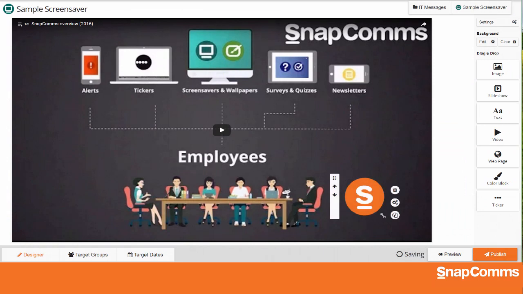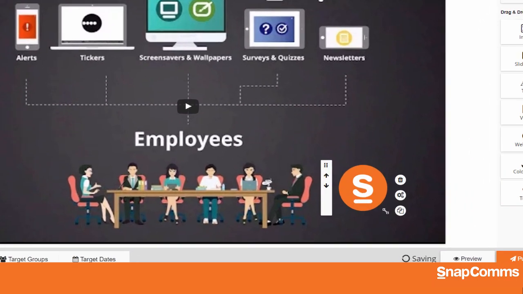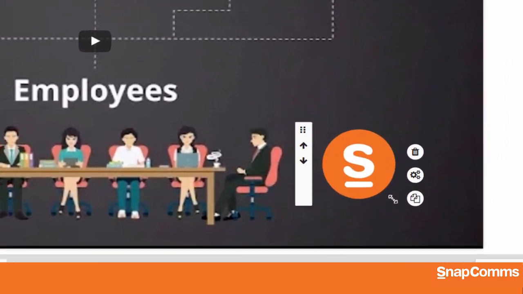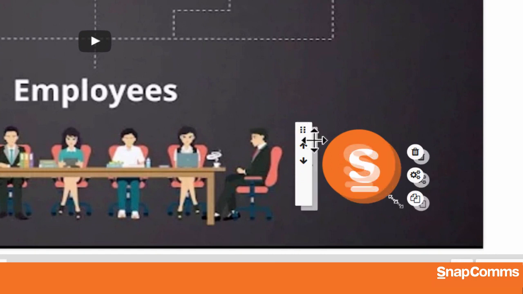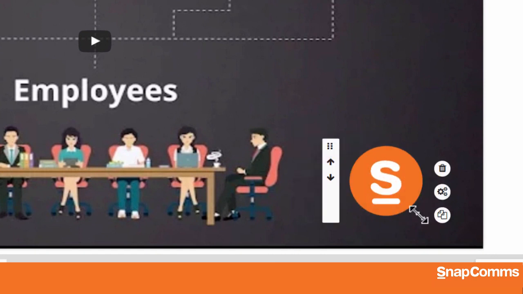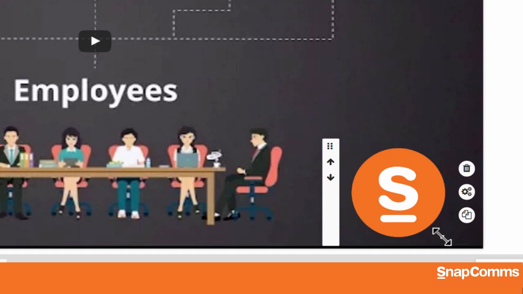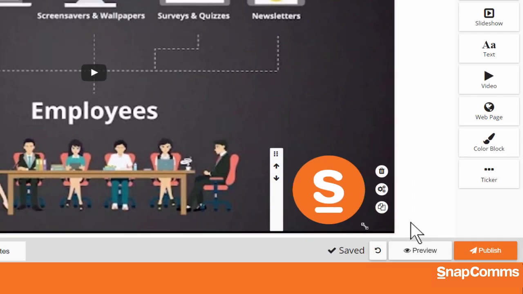Your image appears on the canvas on top of the background video, along with a set of tools. You can click on the dots and move your image. Click on the arrow and change its size. And you can also delete your image, make a copy, or click the gears to go back to the menu. When you're finished, click anywhere else on the page to hide these tools.